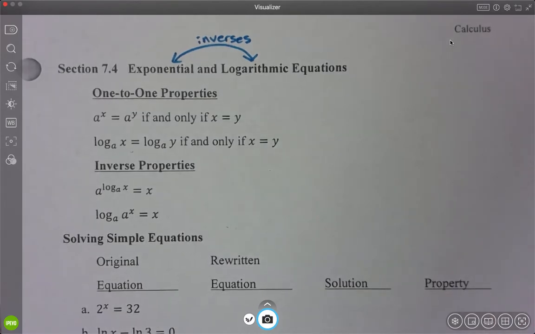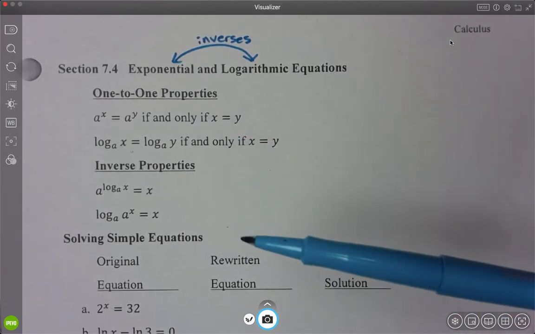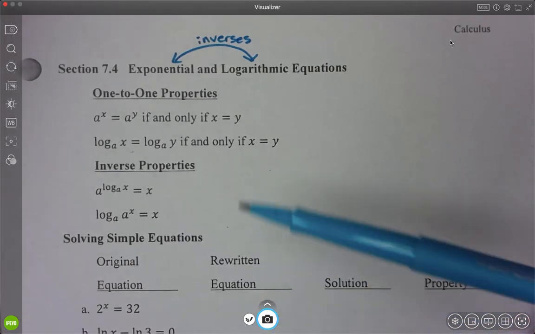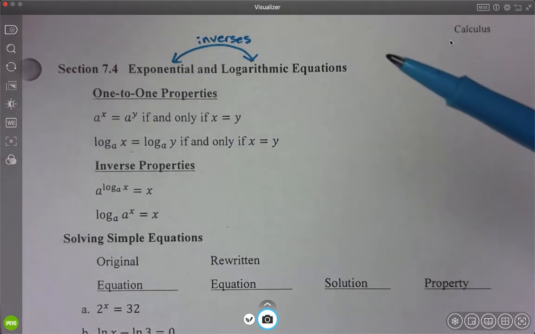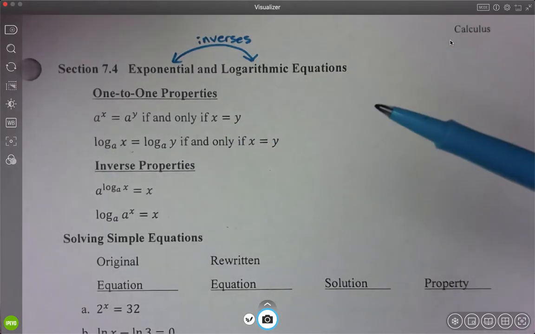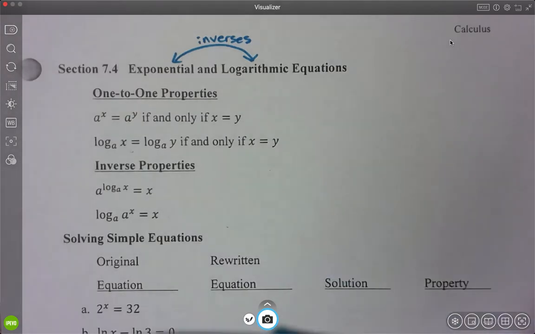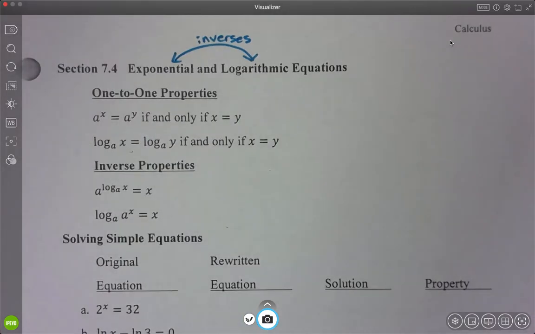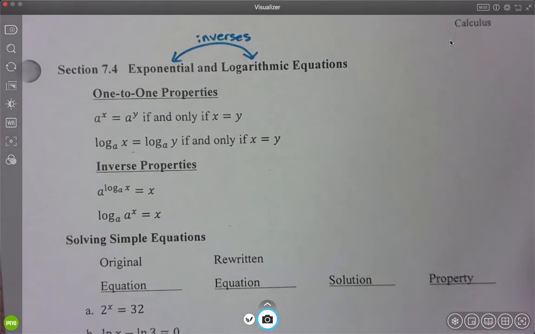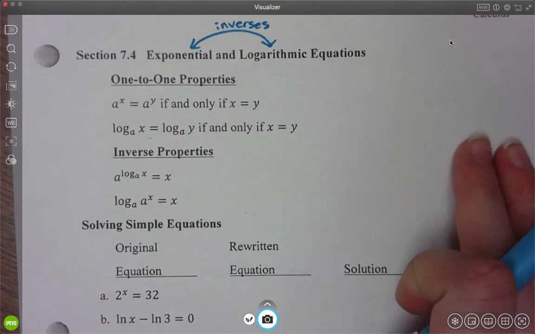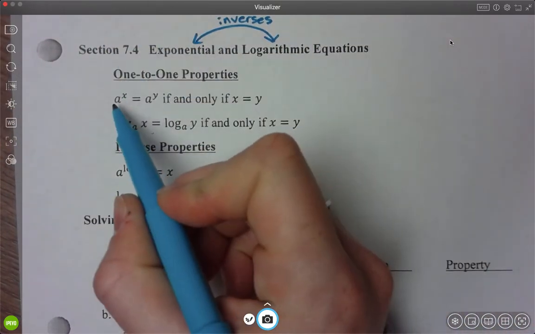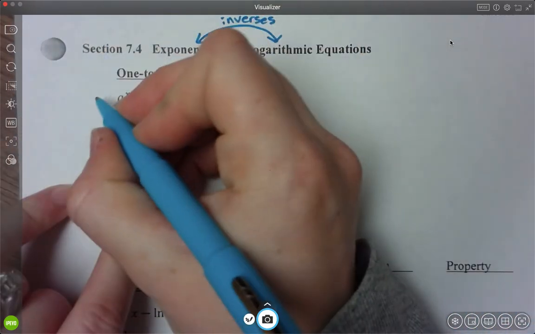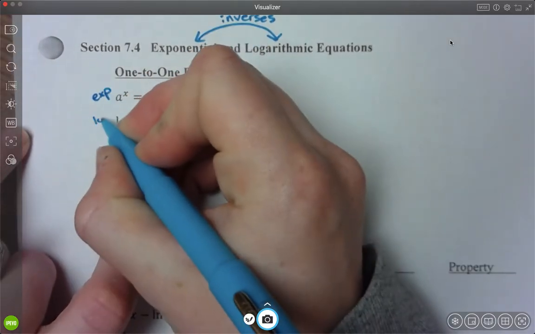So if you ever have an equation that has an exponential function and you're trying to get rid of the exponential part of it, you could take the log of that function. Or vice versa, if you have a log function and you're trying to get rid of a log, you can change it to an exponential function, and it will help solve itself, as you'll see down below here. There are some properties they talk about here. This is an exponential one-to-one property, and this is a log one-to-one property, and then they have inverse properties.